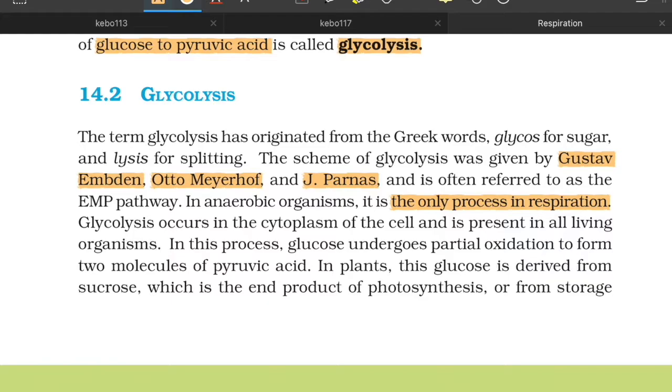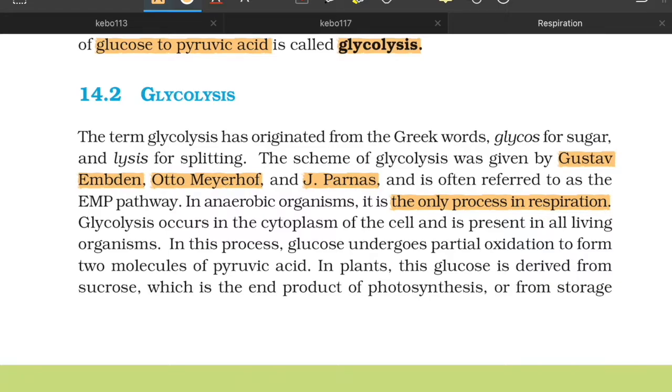In this process, glucose undergoes partial oxidation. What is the first statement? Glycolysis occurs in the cytoplasm of the cell. So in the total respiration, only glycolysis takes place in the cytoplasm. All the other stuff after glycolysis happens in the mitochondrial area only. What does it form? One glucose forms two molecules of pyruvic acid. Pyruvic acid is a three-carbon compound.